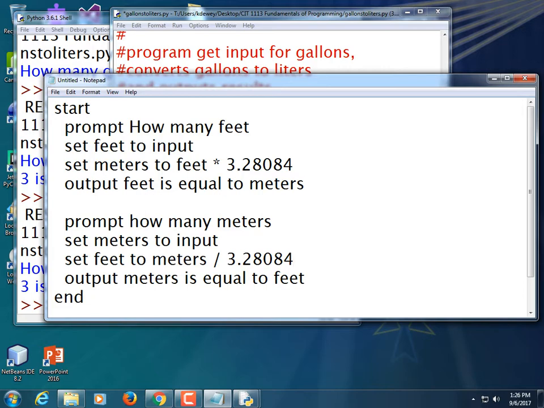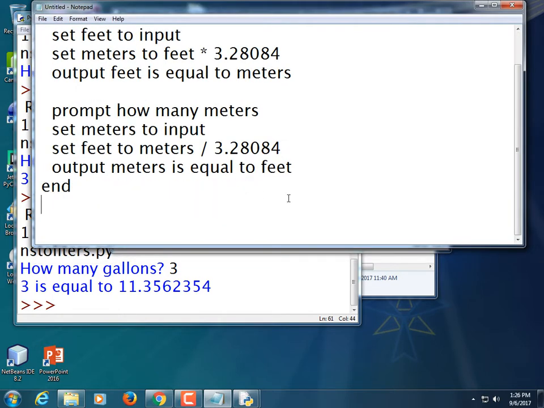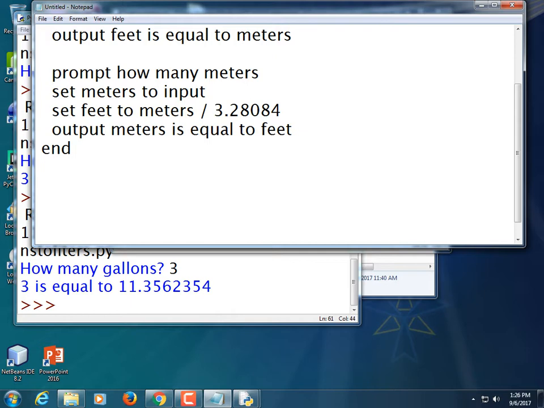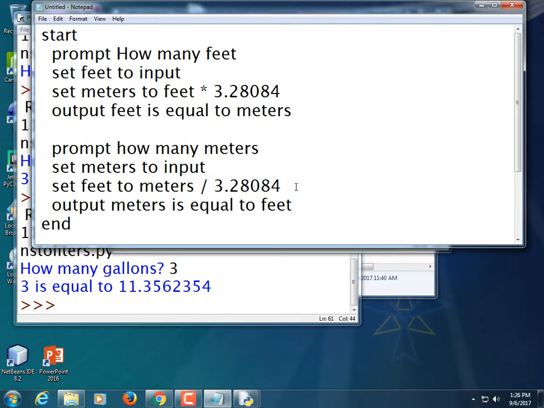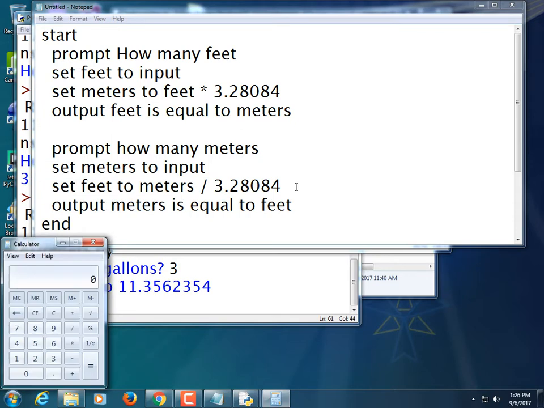All right, we're done with the pseudocode? What else should we probably do? Yeah, let's test this thing, make sure it's actually correct. Okay, so I got this awesome calculator here. So, I have 3 feet. So 3 times 3.28084 gives me 9.84 meters. So I'm going to bring this up.